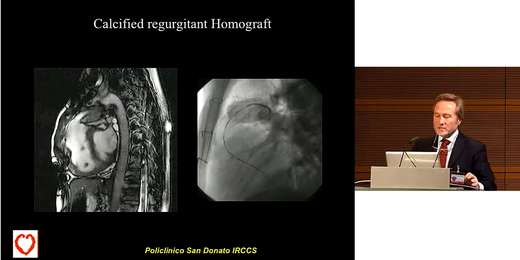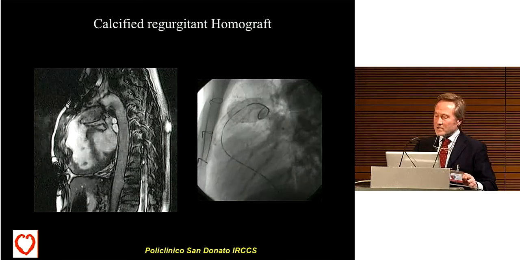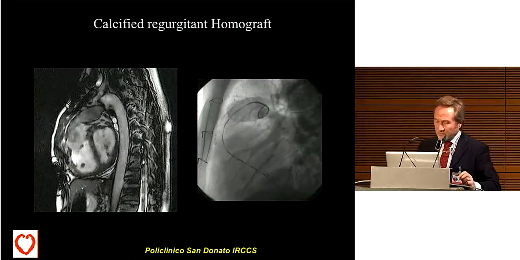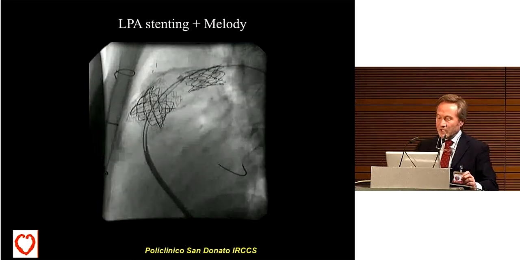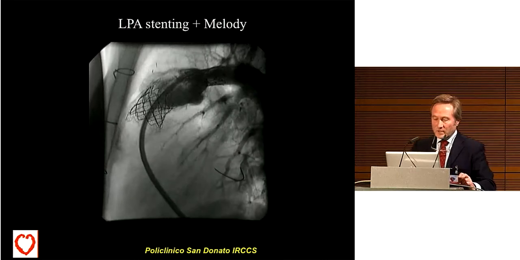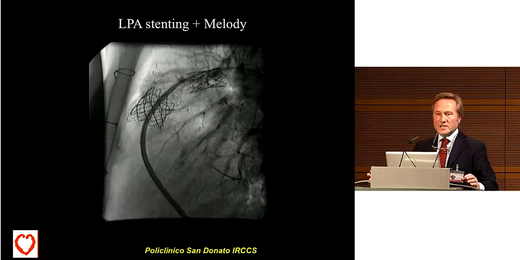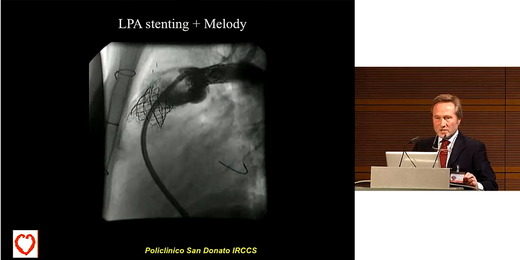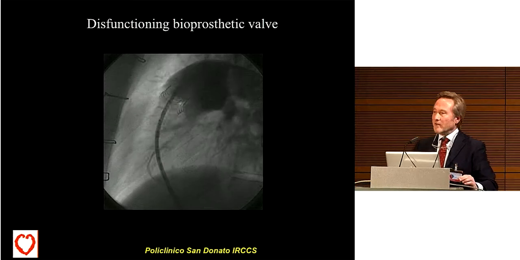At the opposite end, this is a non-stenotic but purely regurgitant calcified homograft that you see on MRI and angiogram. In addition, there is a stenosis of the left PA that was stented first, and the Melody was implanted with excellent immediate results. So these are even more complex cases where multiple pathologies have to be treated at the same time.